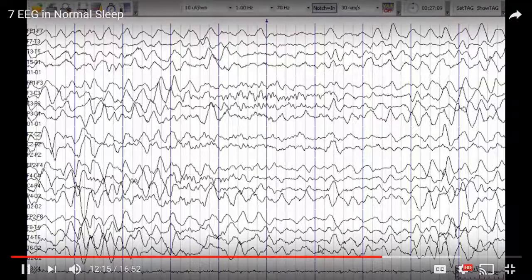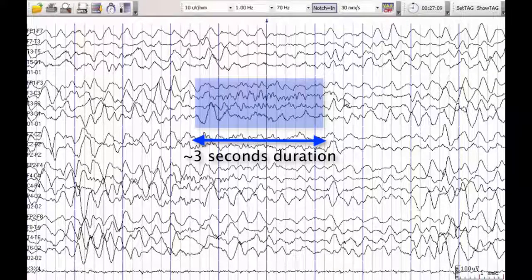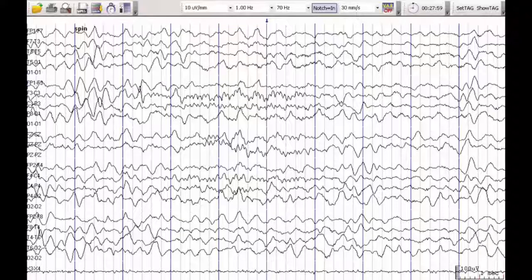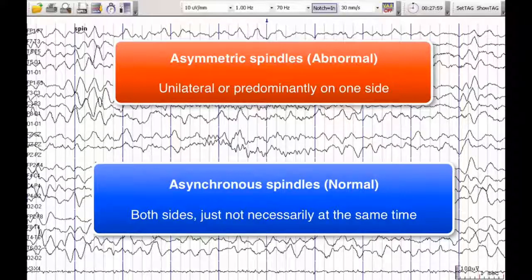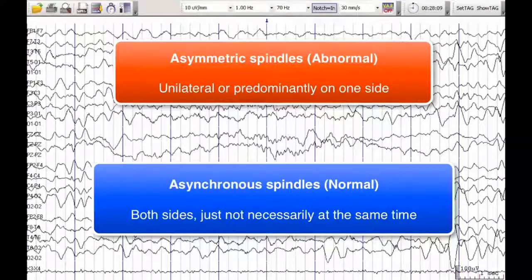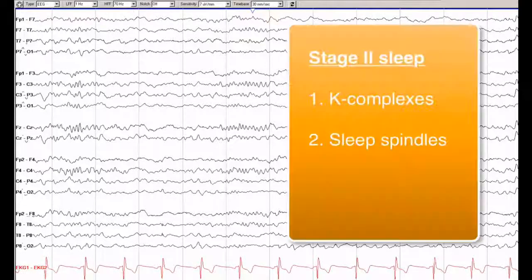The other thing to notice about these spindles is that they are much longer than sleep spindles in adults. In this case, this spindle lasts almost 3 seconds. Some EEG learners have used the word asymmetric rather than asynchronous, but the major distinguishing factor is that asymmetric would suggest that the spindles are either exclusively or almost always seen on one side of the head and not on the other. Asynchronous spindles should be seen in approximately equal quantities on both sides of the head, but at any one time, they might be maximal on one side of the head or the other. So to summarize, the two major components of stage 2 sleep are spindles and K complexes.